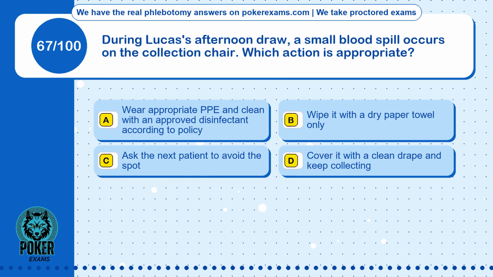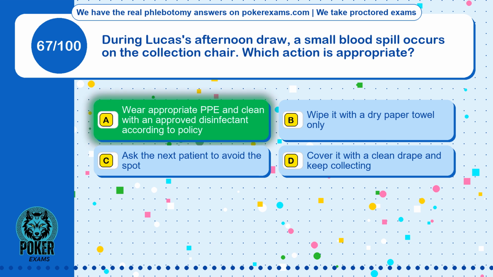Question 67. During Lucas's afternoon draw, a small blood spill occurs on the collection chair. Which action is appropriate? Option A, wear appropriate PPE and clean with an approved disinfectant according to policy. Option B, wipe it with a dry paper towel only. Option C, ask the next patient to avoid the spot. Option D, cover it with a clean drape and keep collecting.